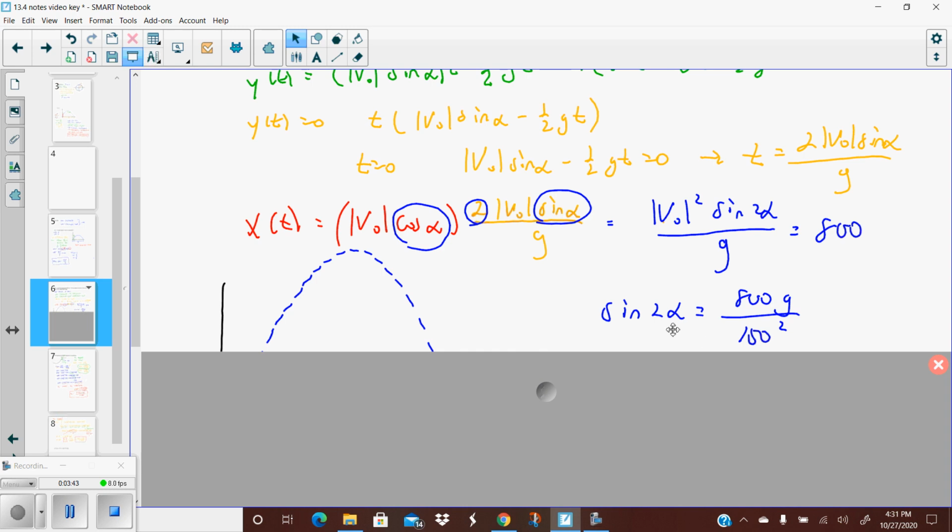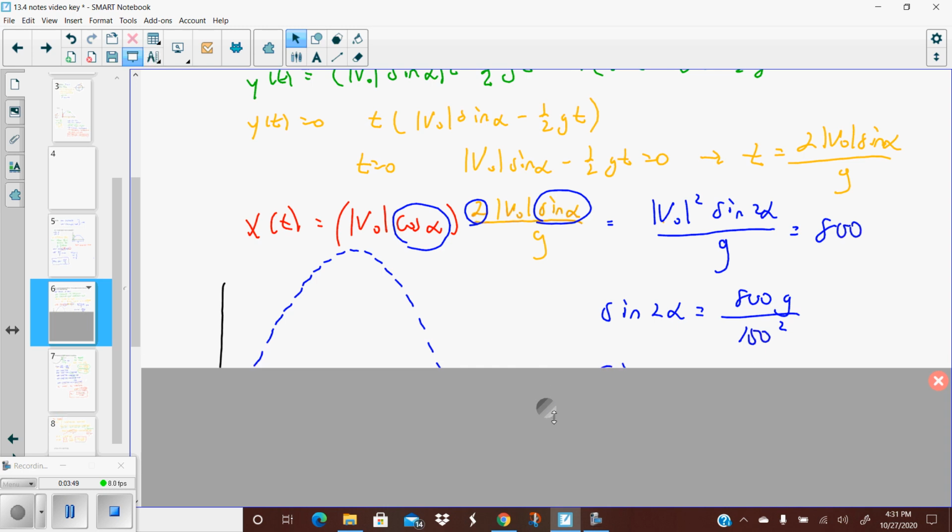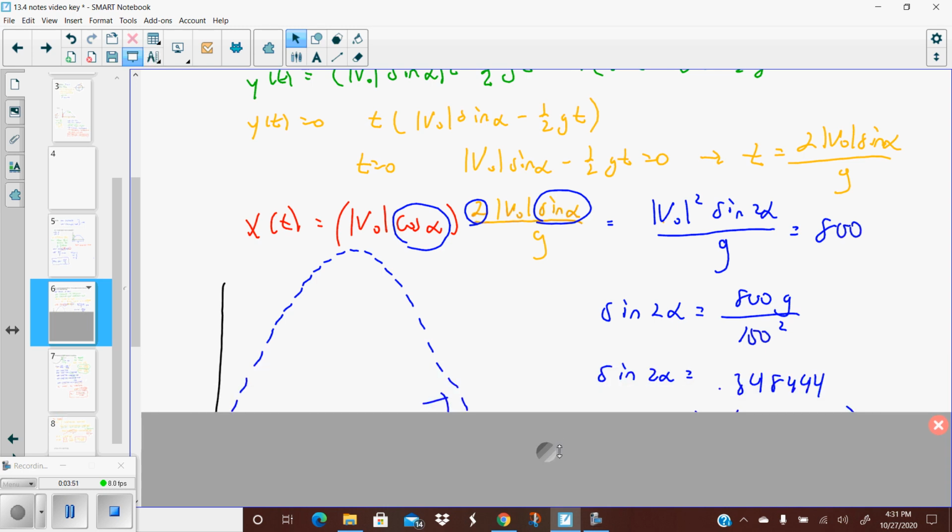And then in order to solve this, we need to basically take the... wow, just drawing a blank. Well, first of all, we have to simplify this. So 800 times gravity, 9.8, divided by 150 squared is going to end up being 0.348444. Then we have to figure out what the angle is going to be.